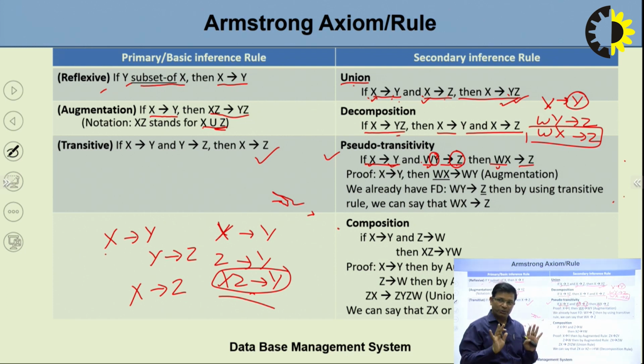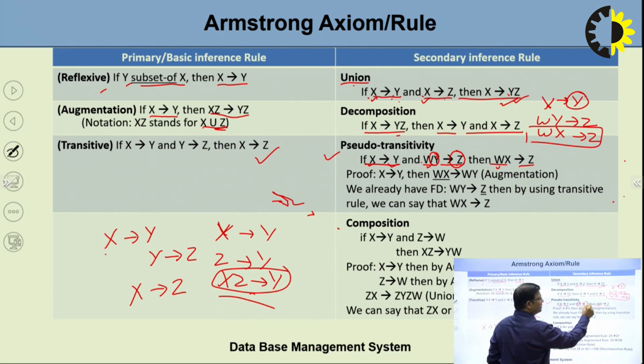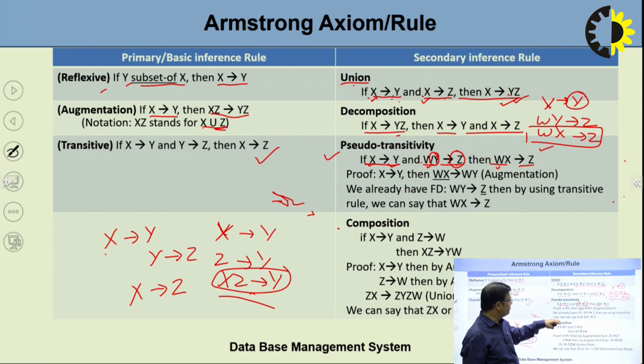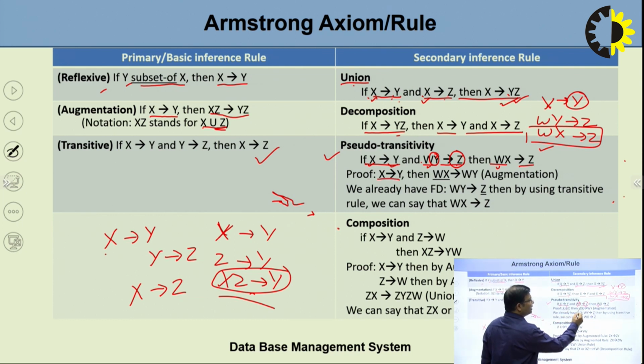Transitive rule, you got it? This is transitive: x tends to y and y tends to z. In the same way, if this happens, then we should write this one. Okay, this is a proof of pseudo-transitivity. For example, if x tends to y, then wx tends to wy, by augmentation. The w has been added to the left hand side and the right hand side. We have already said wy tends to z.